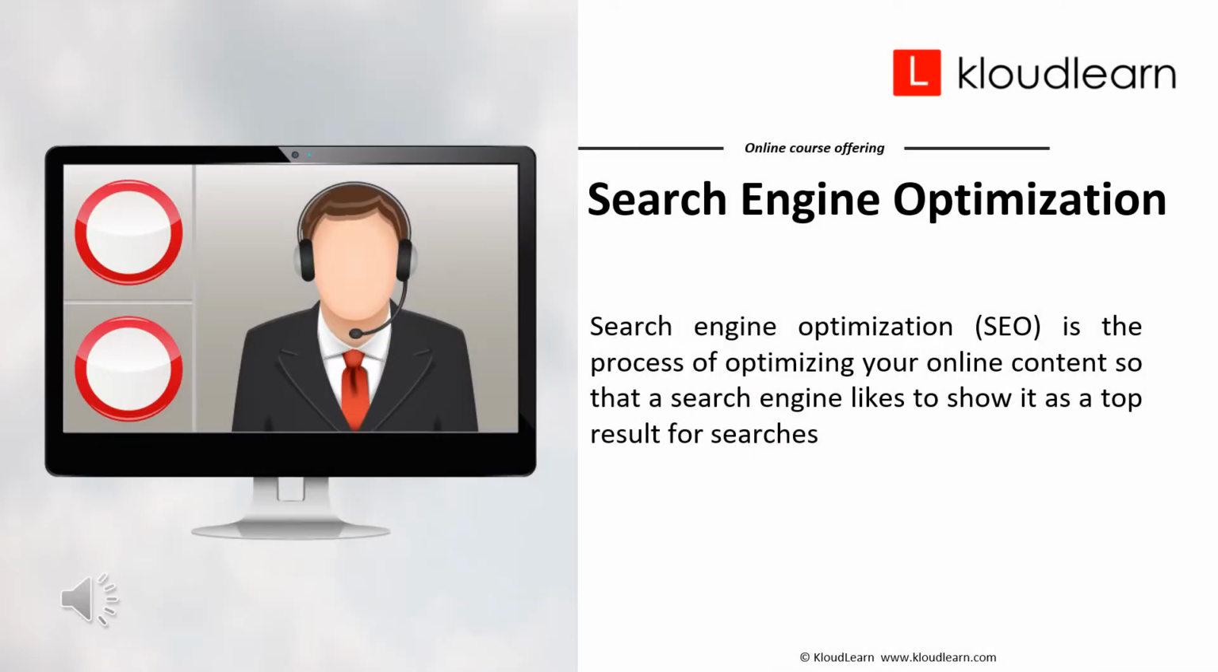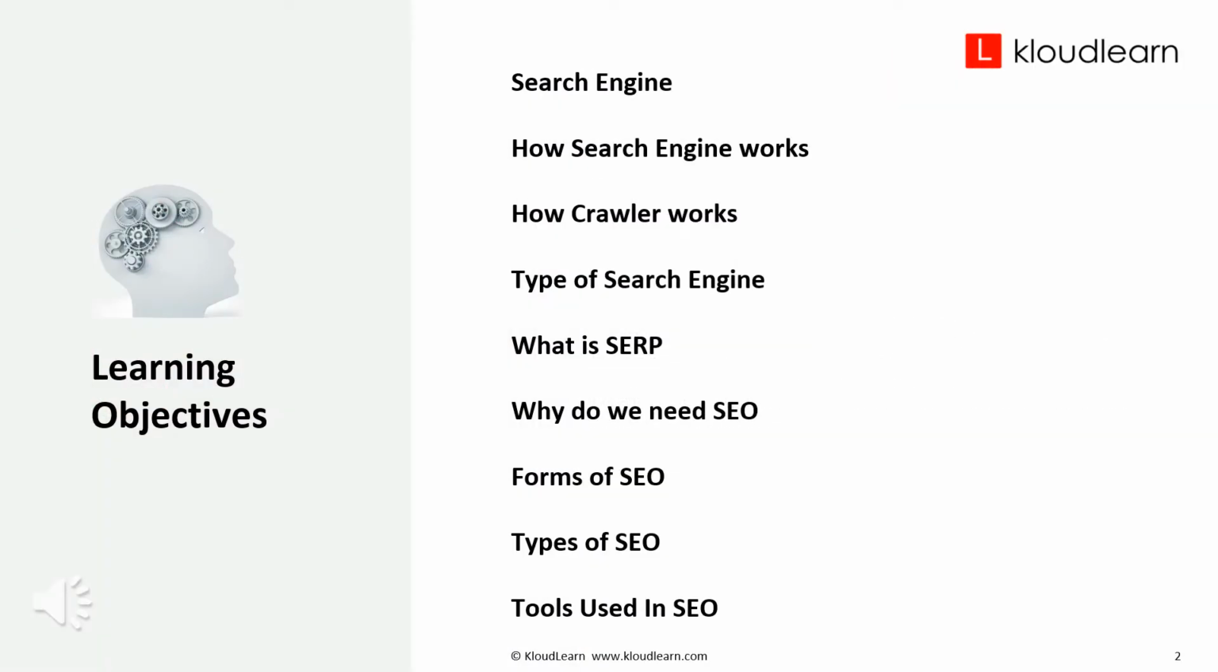Search engine optimization. Search engine optimization is the process of optimizing your online content so that a search engine likes to show it as a top result for searches. In this course, we will cover search engines, how search engines work, how crawlers work, types of search engines, what is SERP, why do we need SEO, forms of SEO, types of SEO, and tools used in SEO.